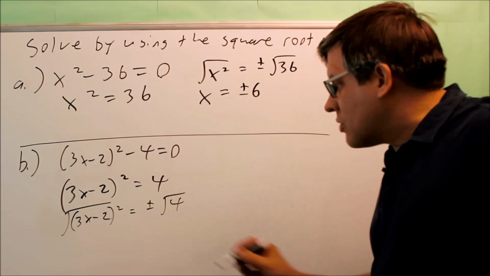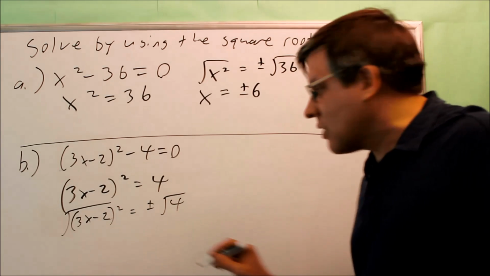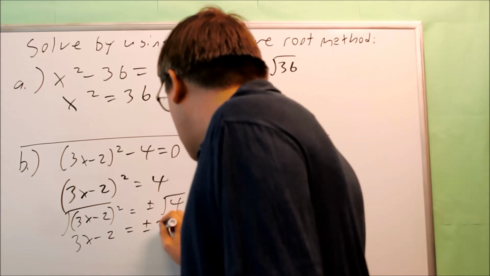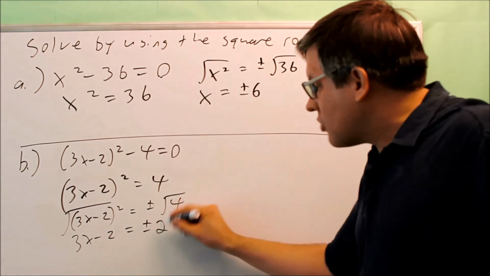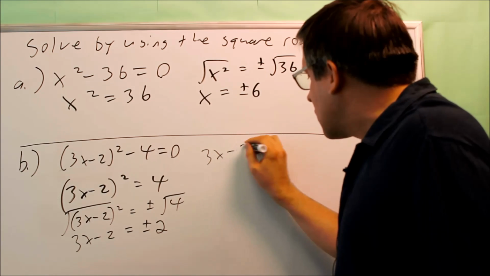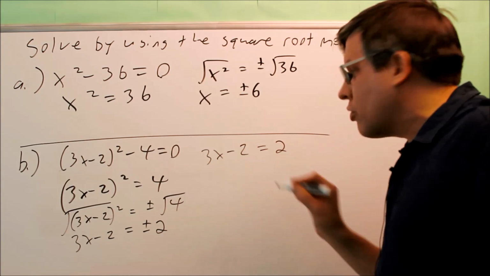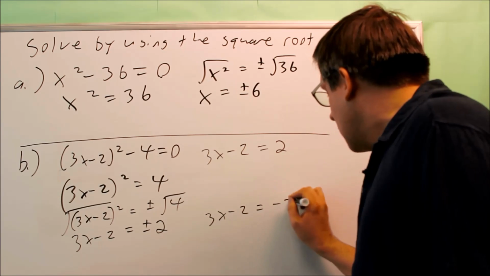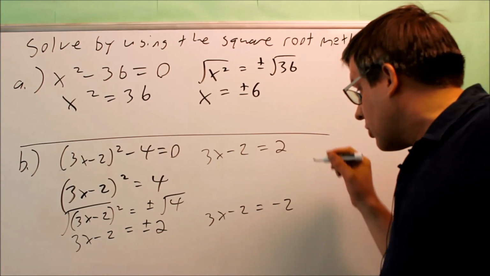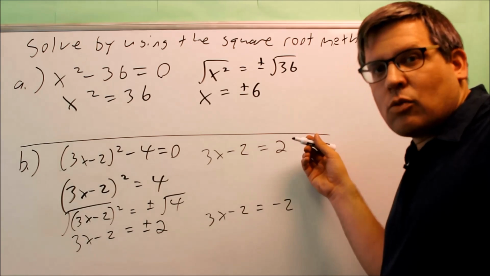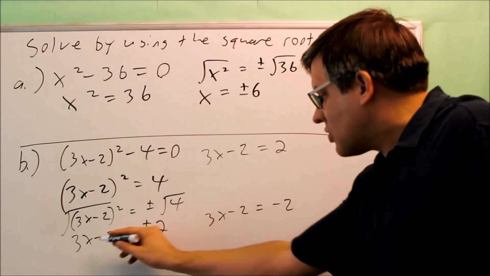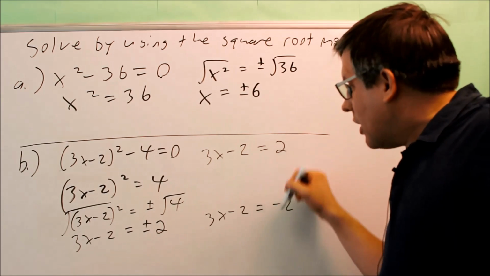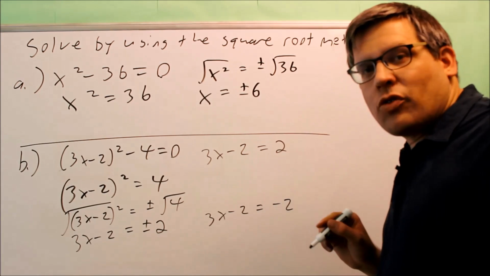Now what will happen is the square and the square root are going to cancel, and you get 3x minus 2 is going to equal plus or minus 2. So because you get two different numbers, you want to actually set up two different equations. So you're going to do 3x minus 2 will equal 2, but then you also want to do 3x minus 2 equals negative 2. The reason we're doing that is because this is equal to two different numbers, so that's why you have to do two different equations. So I'm going to solve both of these individually.